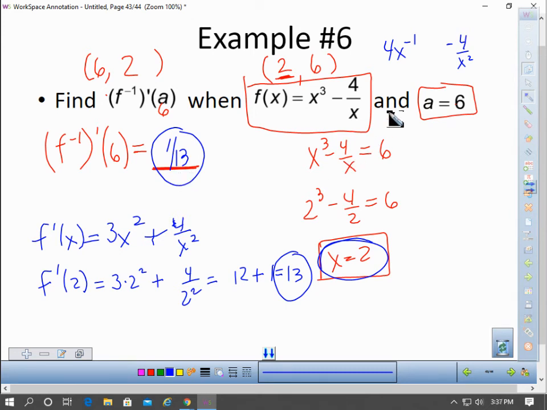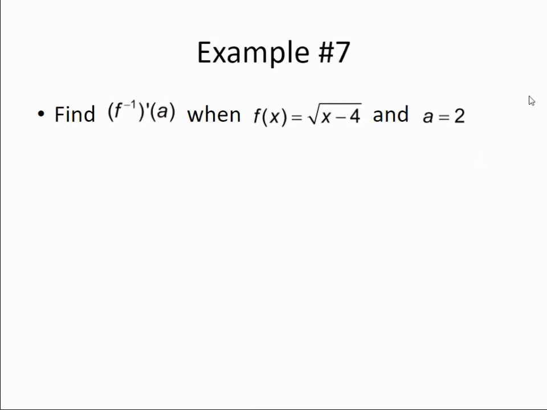Okay? So the trick was this is the x coordinate for my inverse, but this is the y coordinate for my function. All right? So this is my f of x. So that's why we set this function equal to 6, because it's our y value for the function. It's the x coordinate over here for the inverse. So last one, do one more.